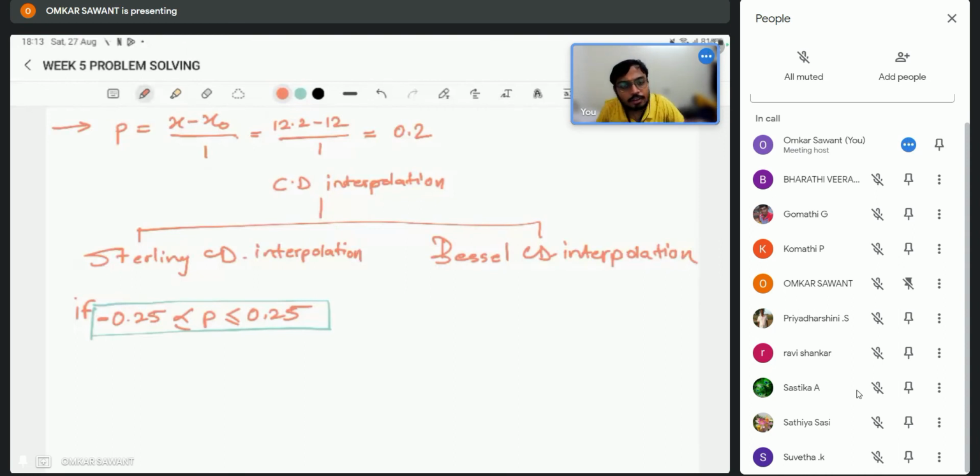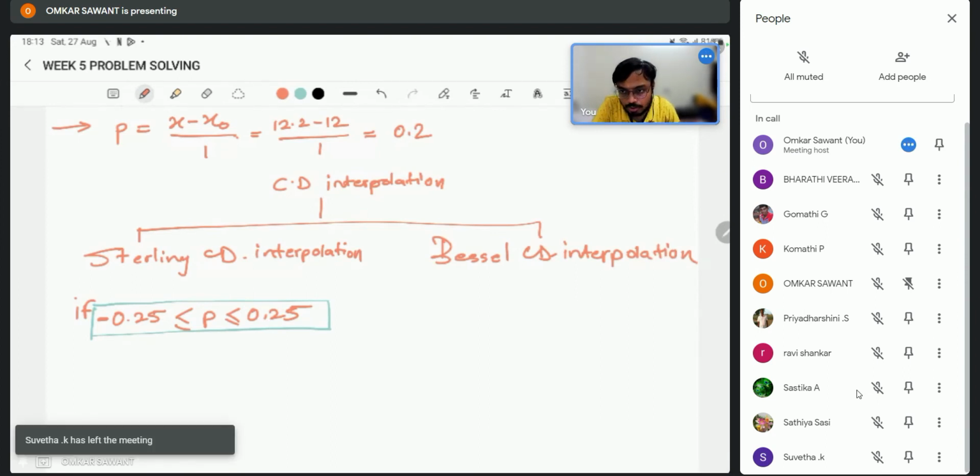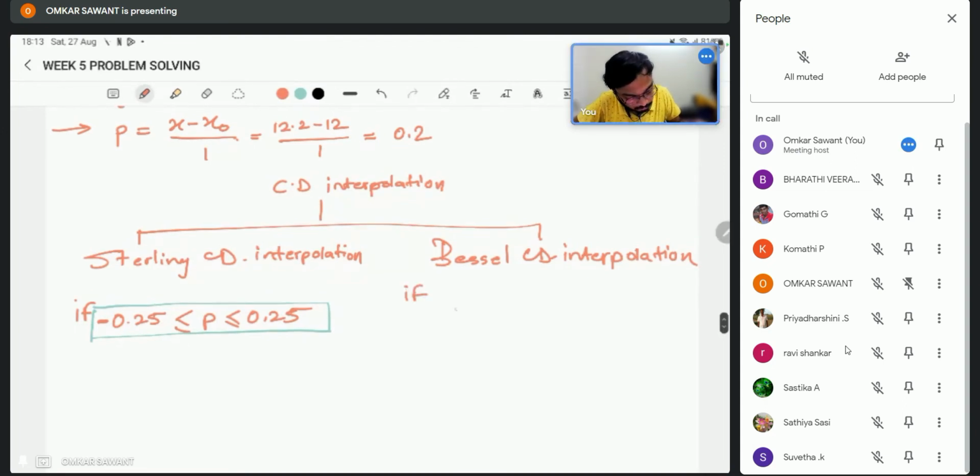You have been taught this, right? When the value of p is between minus 0.25 to plus 0.25, we use Stirling CD interpolation. Bessel CD interpolation, when we use this, 0.5. When the value of p is 0.5, is it correct? I think so, sir. Okay, this is not correct. We use this when the value of p is between 0.25 to 0.75. Is it clear now?